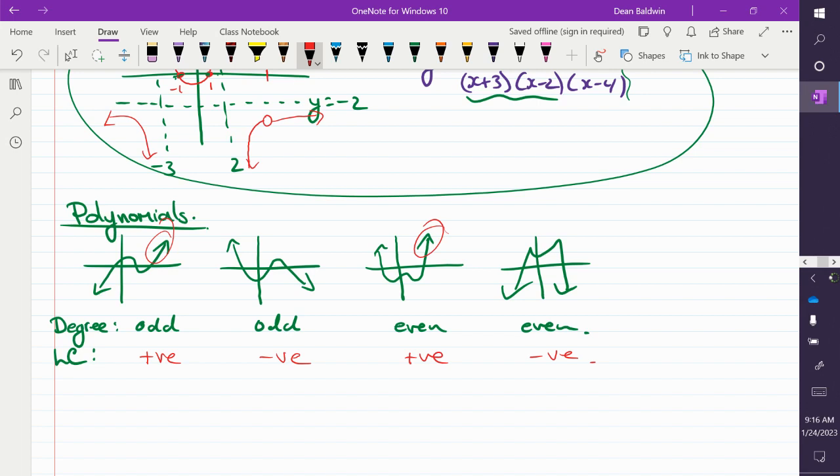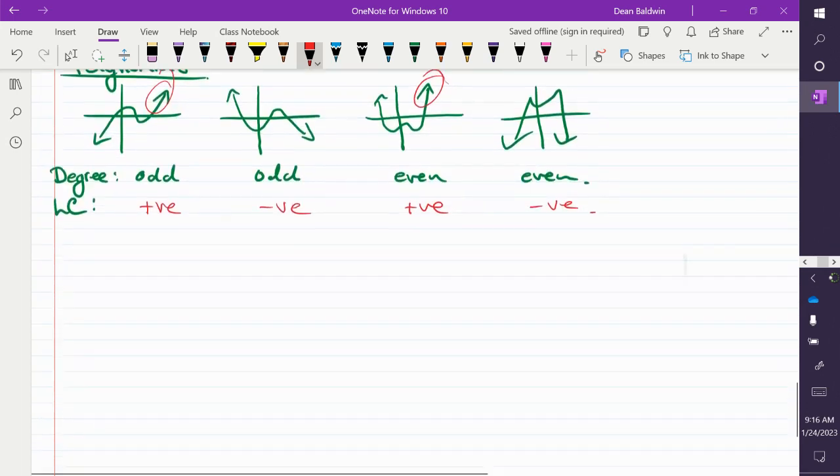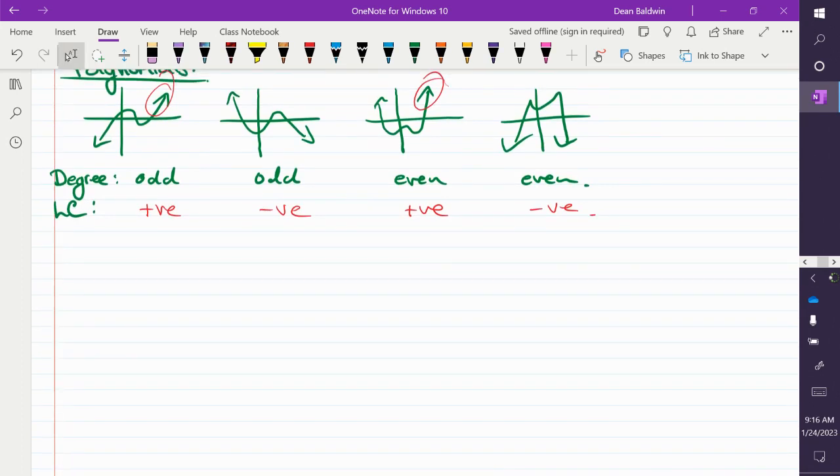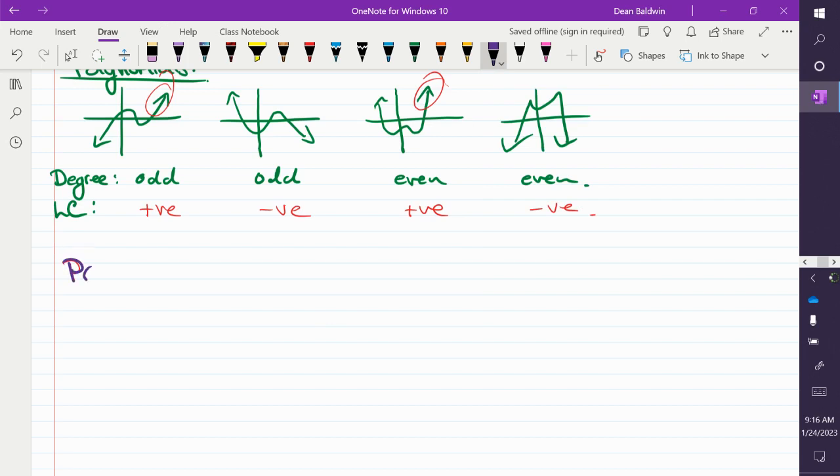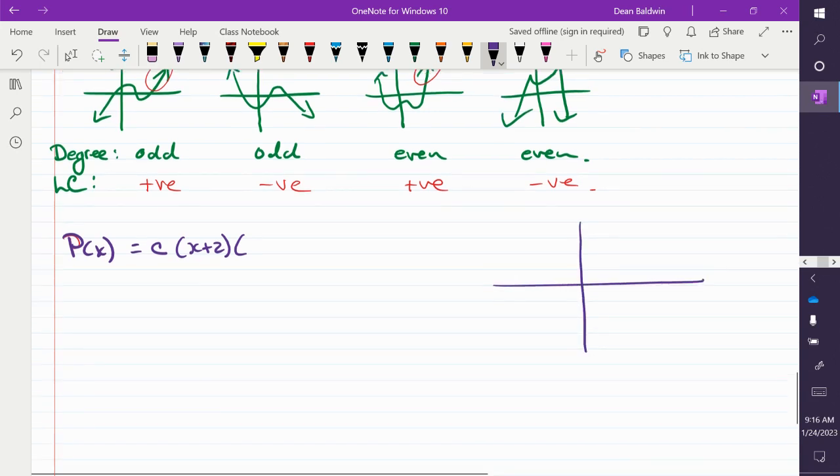Okay. We'll focus on the graphs and then we'll talk about the dividing stuff. Okay. If I say P of X is equal to. Hang on. I'll sketch the graph first. It's a better way to do it.